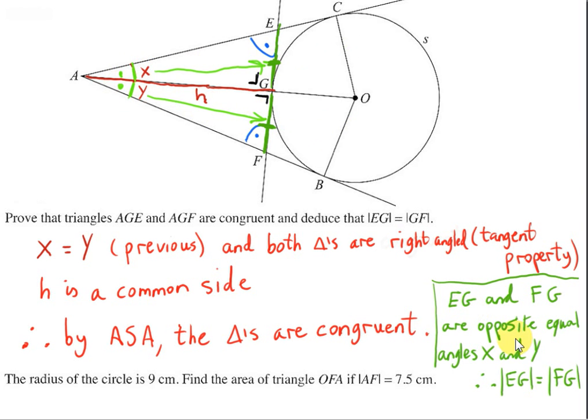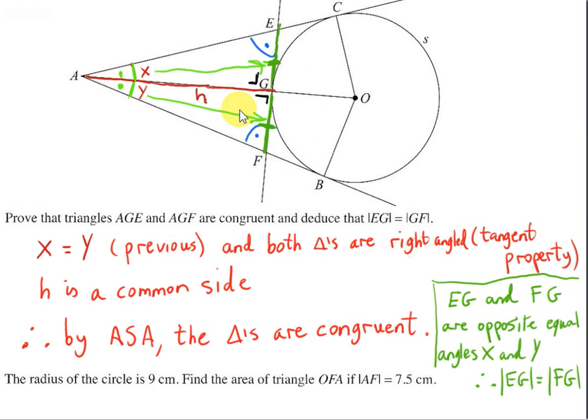So if you want to write down this deduction, you need to say that side EG and FG are opposite equal angles X and Y. So that means that these sides are corresponding sides, and we're dealing with congruent triangles, not similar triangles. So it means that the corresponding sides are equal.